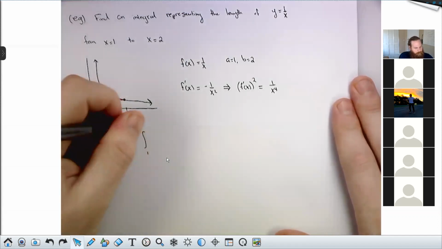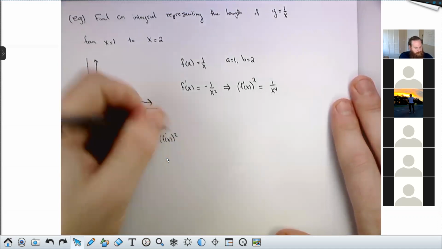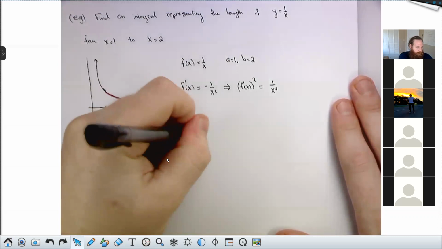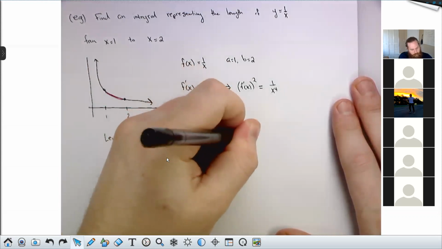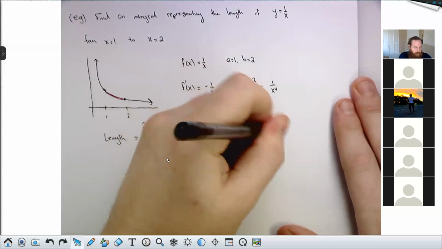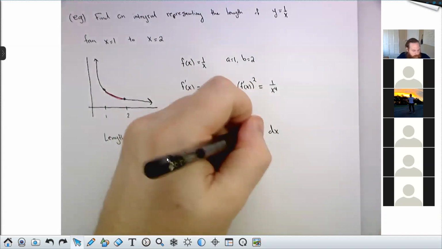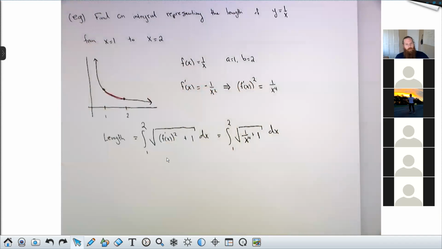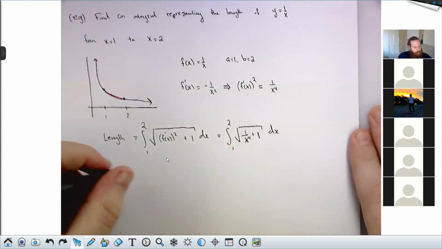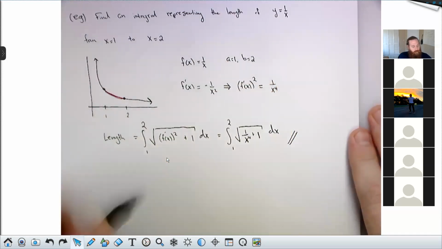So this exact length would be the integral from 1 to 2 of the square root of f prime squared plus 1 dx, which is the integral from 1 to 2 of the square root of 1 over x to the 4 plus 1 dx. And this doesn't look like a hugely intimidating integral. I mean, it's not as scary looking as some of the things I asked you to do leading up to exam 1. But in that way that integrals can be a little bit deceptive, this is actually very hard. So you could stop here. We found the integral representing the length. It's this. Can we try to evaluate it?